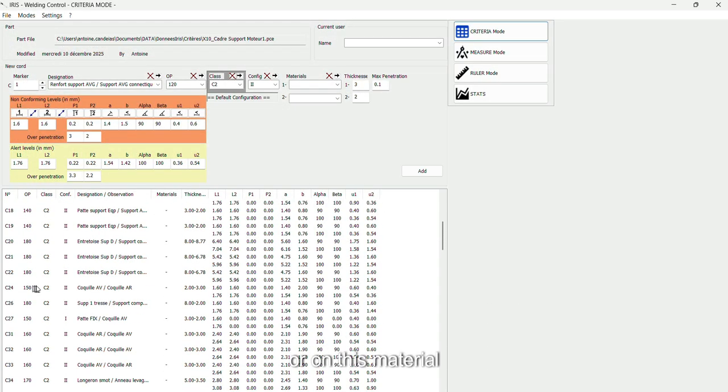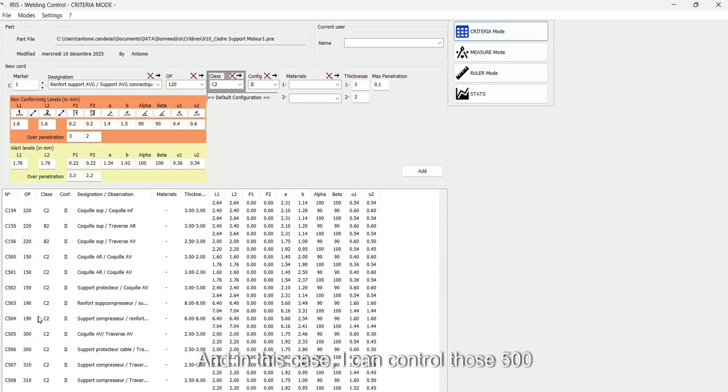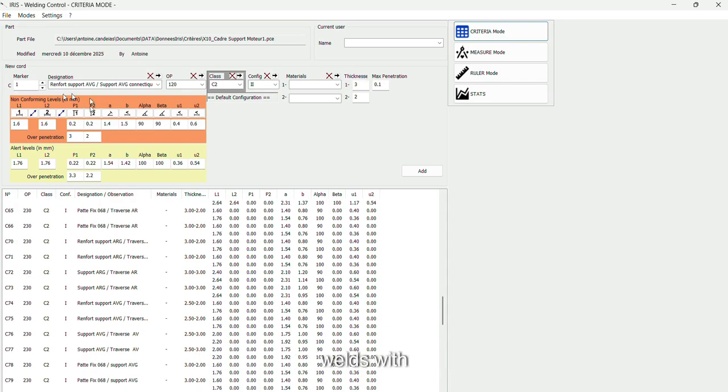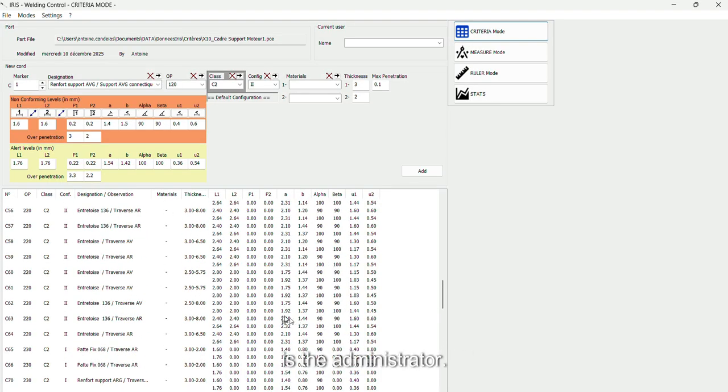On this material, I have 500 welds, and in this case, I can control those 500 welds with the measurements that the operator has to do. And the operator measurements are linked. It is only one click and you measure it. After I will show you, but that's the most important part, the administrator, and the administrator gives to the operator the welding measurements, or the measurements you have to do on the weld.